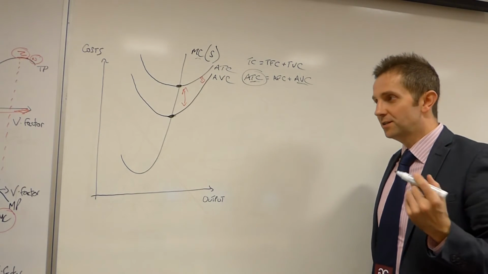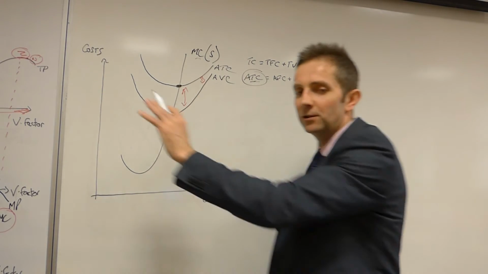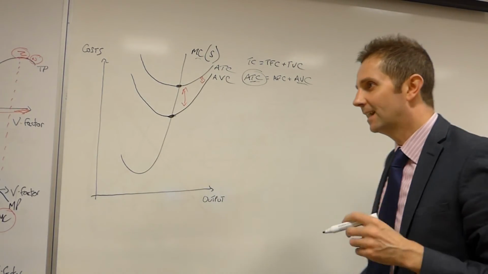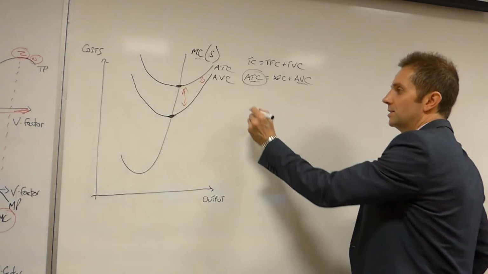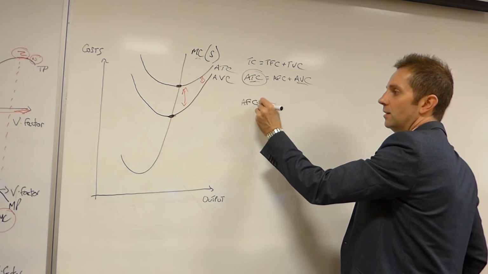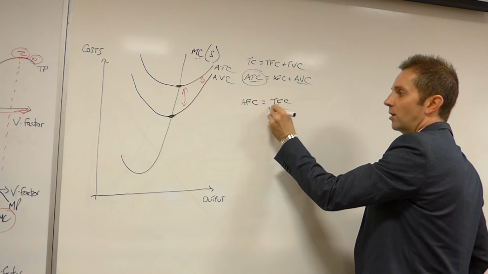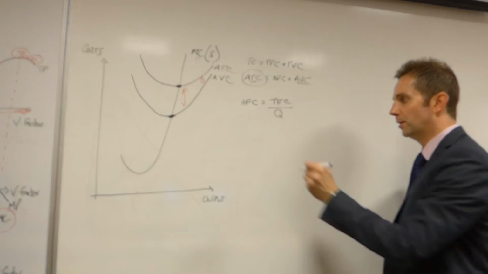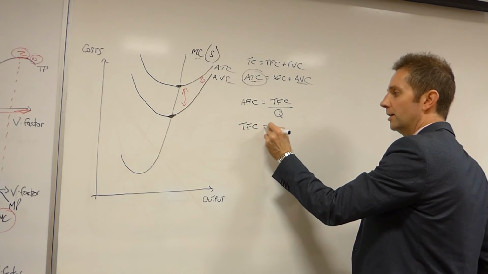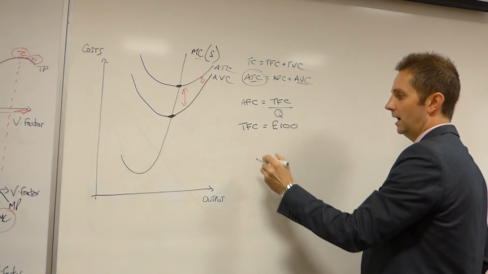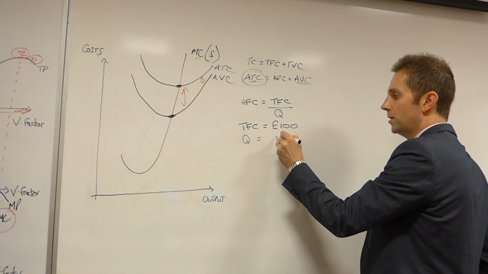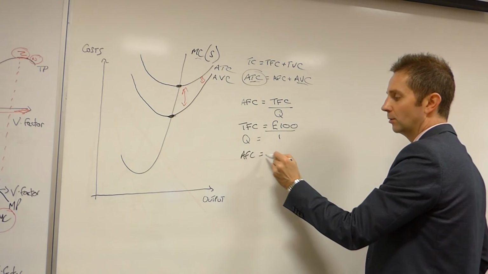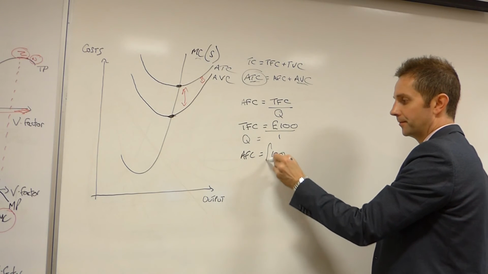Now average fixed is obviously an interesting one because we've just looked at the total fixed cost curve where the total fixed costs are perfectly inelastic, they're constant all the time. So average fixed costs equal total fixed costs divided by output. So let me give you an example. Let's say total fixed costs are equal to 100 and output is equal to 1. So therefore your average fixed will be equal to obviously 100.